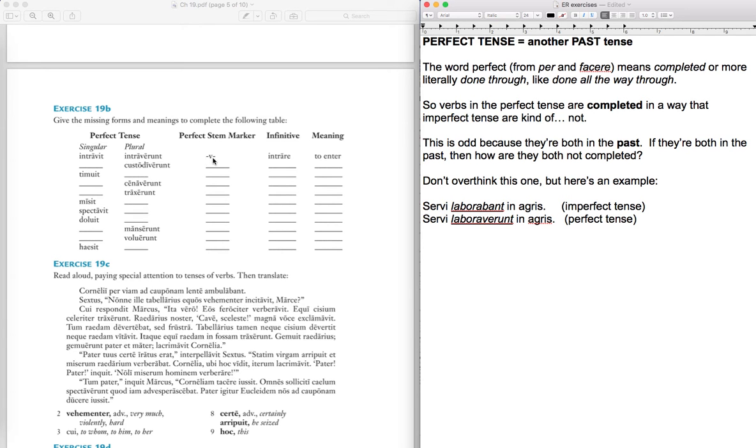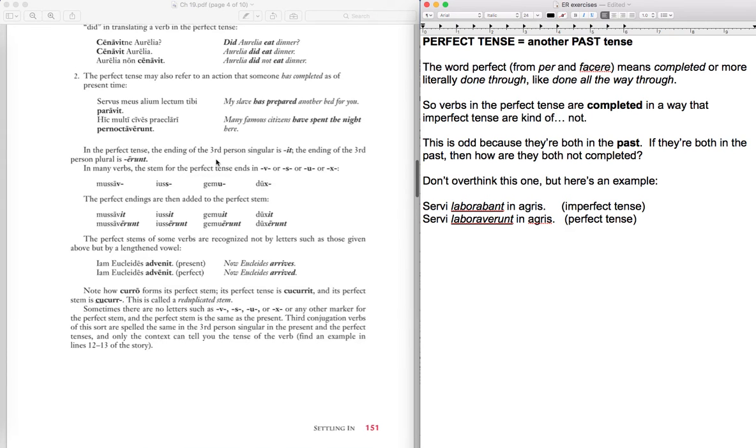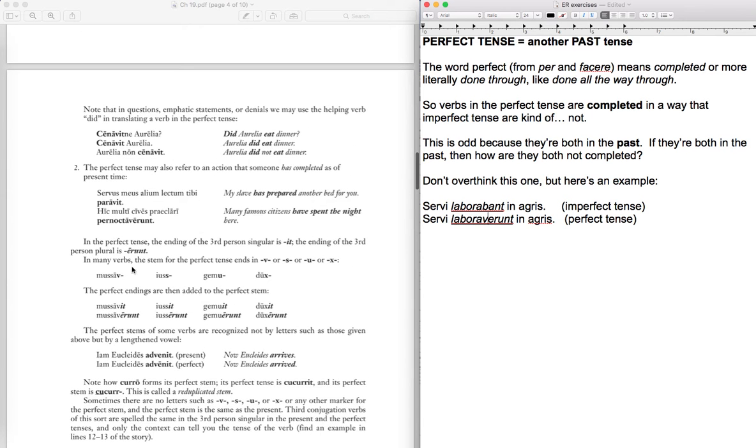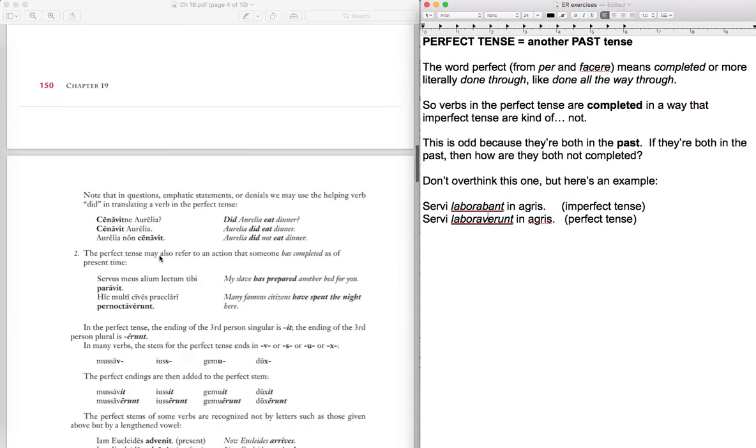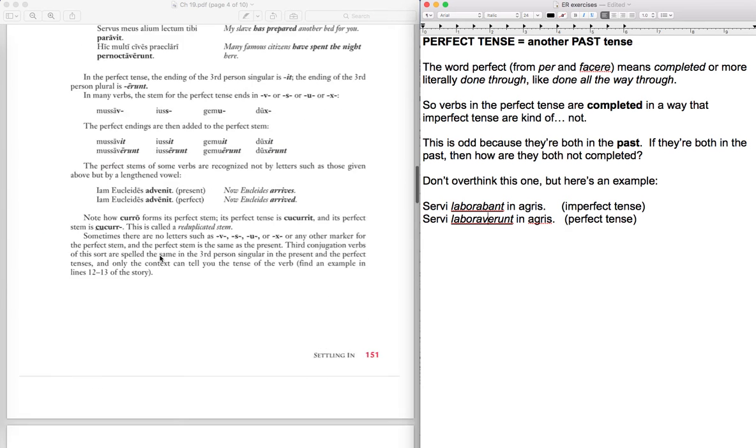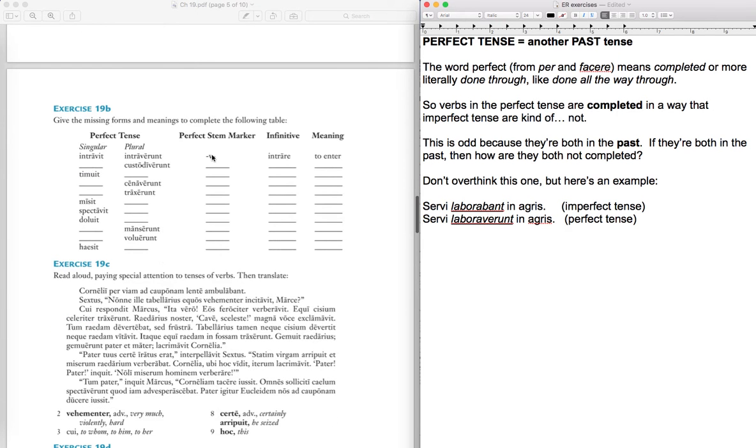The stem marker, as is discussed on the previous page, or yeah, these are called stem markers right there. You should really, as I say, read the whole thing here, and then it'll be clearer. Note what that stem marker is here. It's this V that shows that it's the perfect tense here. It's sort of how you recognize it. Then you give the infinitive of the verb. Entrare means to enter, and then you give the meaning of that infinitive right here. So for the first one, you can probably deduce these quite easily.